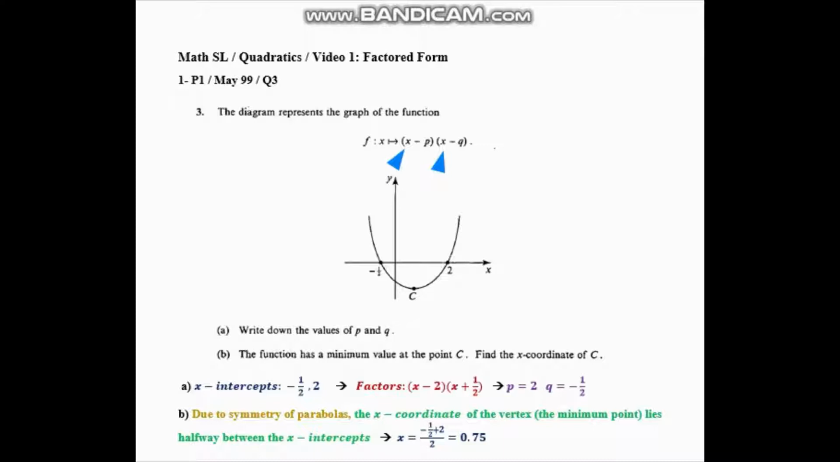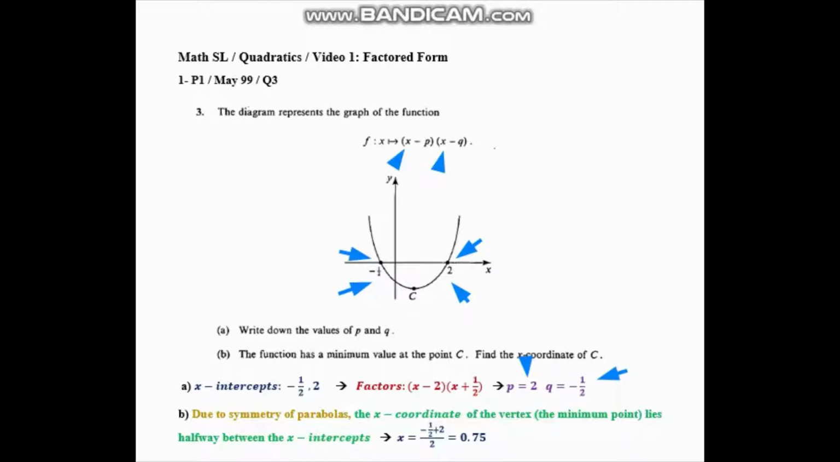So what are these values? These values can be obtained from the graph, because we can look at the graph and determine where y is 0 and which values of x correspond to that. So y is 0 at this point and at this point, and the corresponding values of x are −1/2 and 2. Hence the values of p and q are −1/2 and 2.